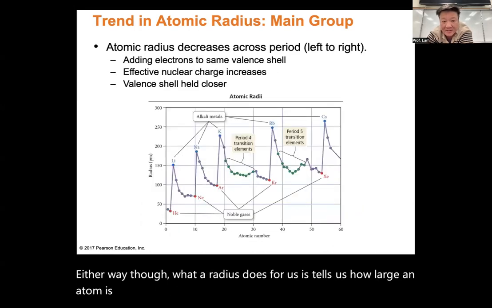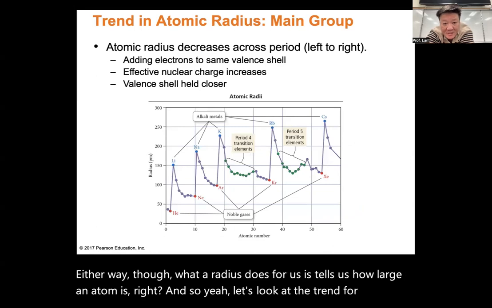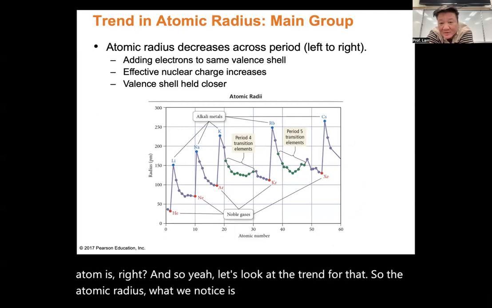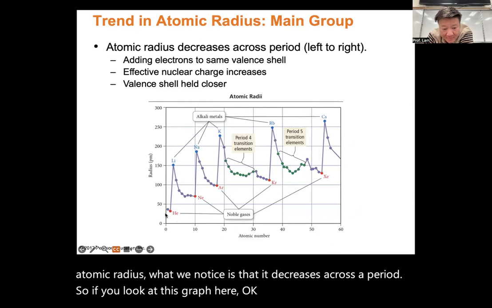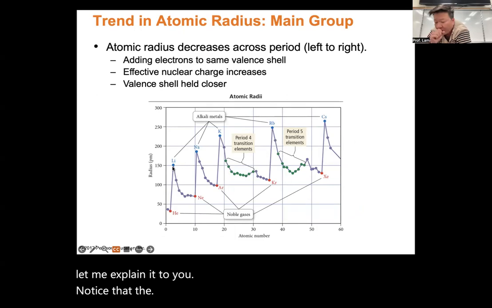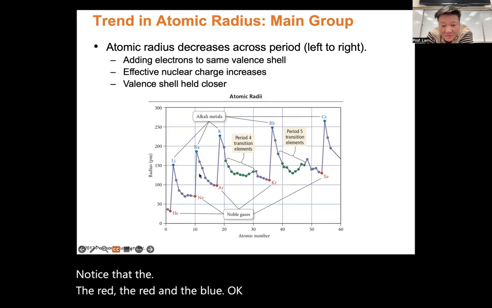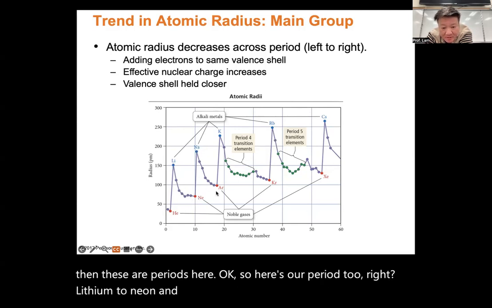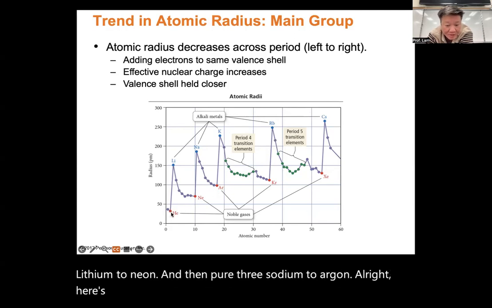And so, yeah, let's look at the trend for that. So the atomic radius, what we've noticed is that it decreases across a period. So if you look at this graph here, it's a little busy, so let me explain it to you. Notice that the red and the blue, those are the columns, and then these are periods here. So here's our period 2, lithium to neon, and then period 3, sodium to argon. Here's period 1, hydrogen and helium, right?